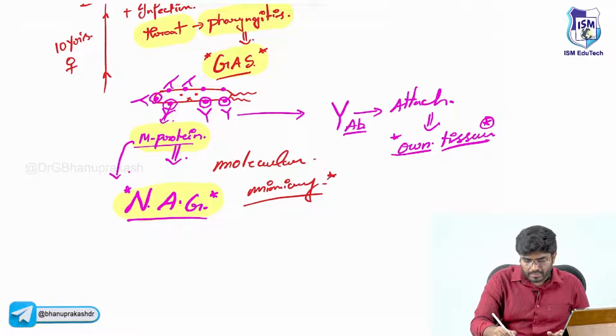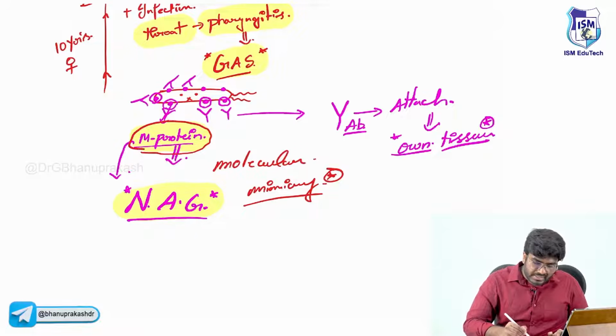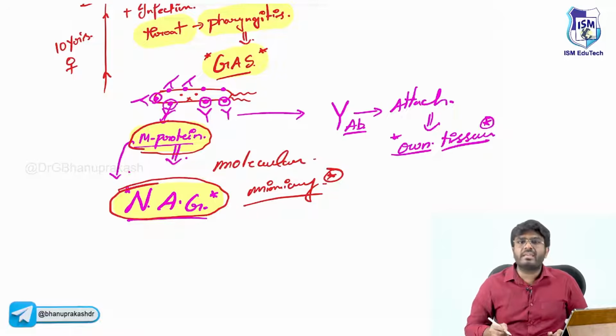Okay, there is molecular mimicry. So who is doing this molecular mimicry? The M protein. The M protein resembles N-acetyl glucosamine. Okay, my question to you.